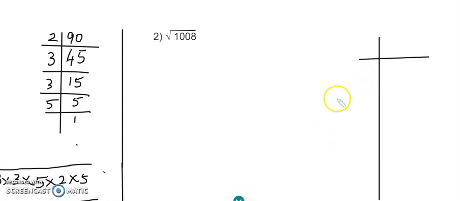Again, we'll start with 2. So it will be 1008 divided by 2 is 504. Why do we have to start with 10? Because 1 will not go. So 10. So 2 5s are 10. Now the 0 will not go. Then 4. Again 2. So 2 2s are 4. Remaining 1, 0, 10.